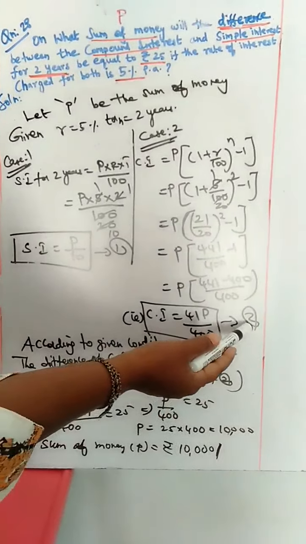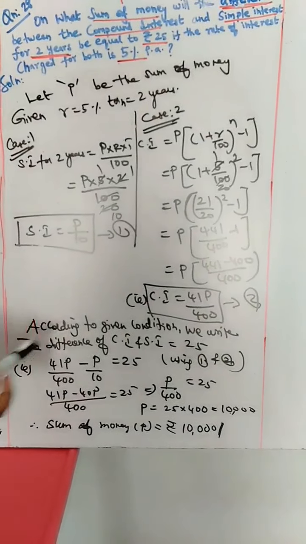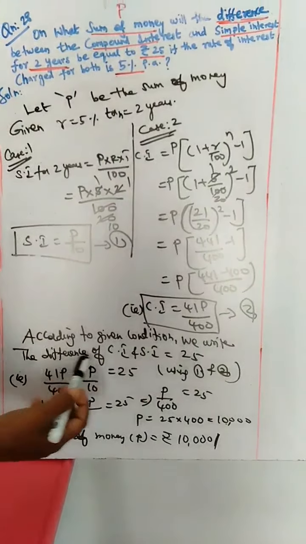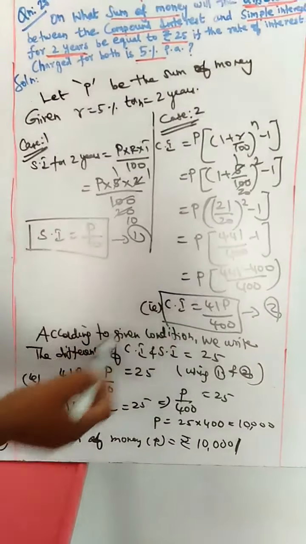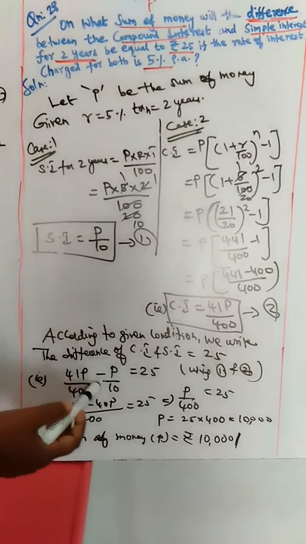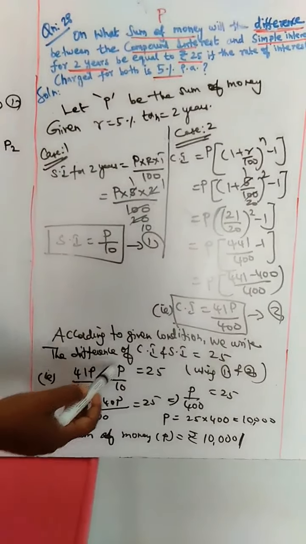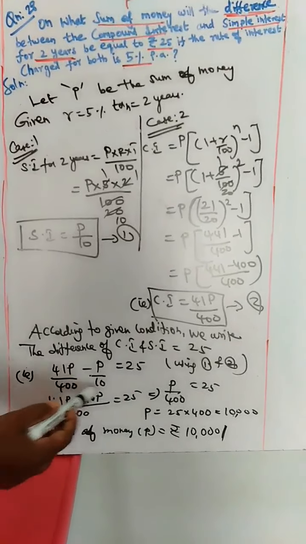We are assuming this as equation 2. Now what is the condition given here? The given condition here is the difference of CA and SA is 25. So the CA value is 41P by 400. The difference means we want to use the minus symbol, so minus, and SA is P by 10, which is equal to 25. Then take LCM, that is 400.